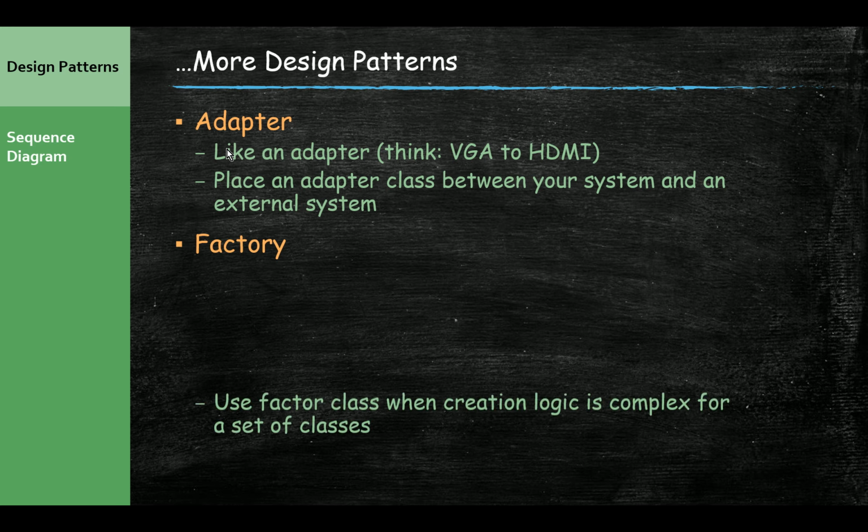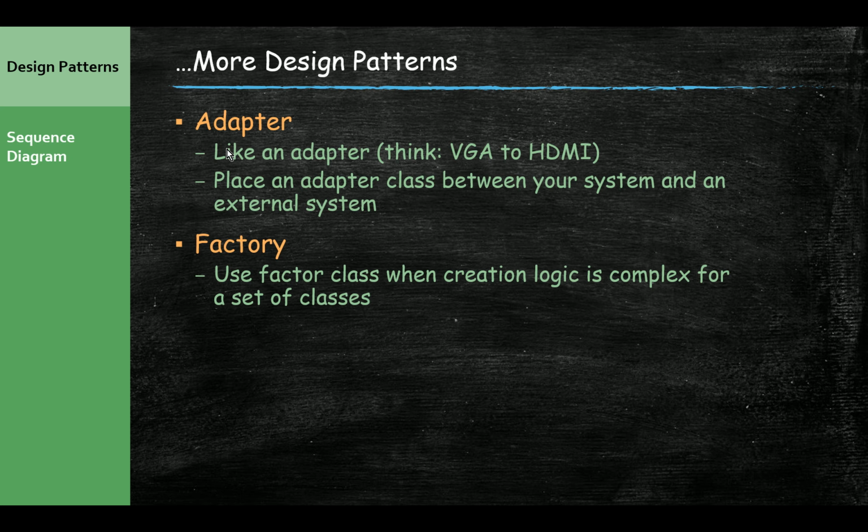Another example is a factory class. You use a factory class when the creation logic is complex for a set of classes. In other words, maybe creating a customer object is very complex. There's a lot of stuff that has to happen. It's a very complex class. So creating an object from that might be difficult. So you can have a factory class that does that for you. You can write factory classes that go out and create these objects. So you just call a method in the factory class and tell it, go create me a customer, and it does all the things that it needs to do to create that customer.